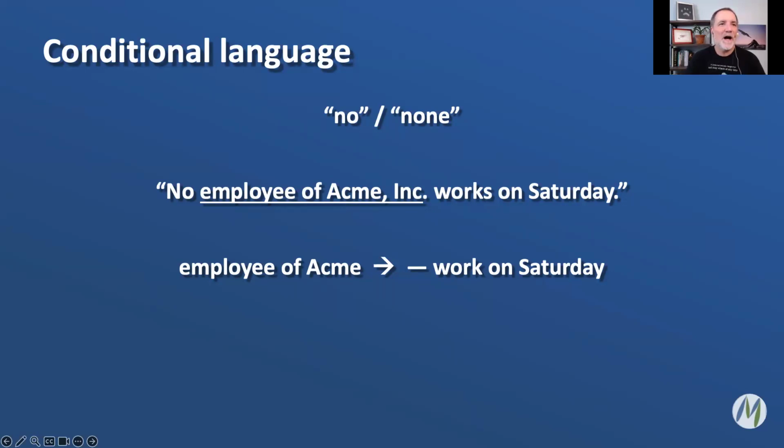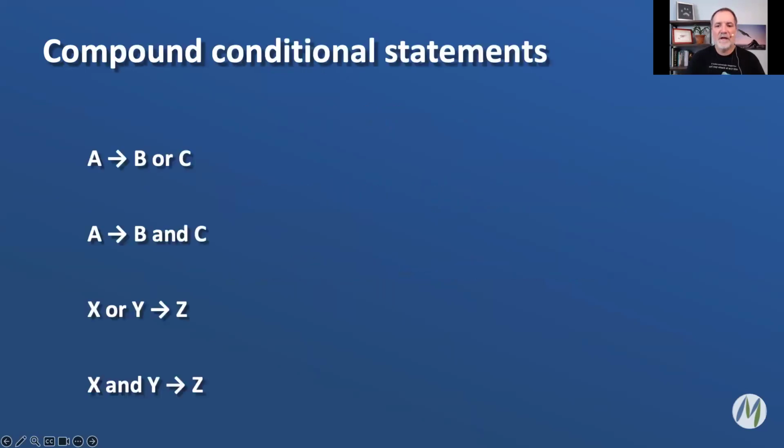Okay, so we're going to talk about compound conditional statements. Compound conditional statements are conditional statements that have conjunctions in them, basically. Again, Schoolhouse Rock, right? Conjunction, junction, ors and ands. So if A, then B or C. If A, then B and C.